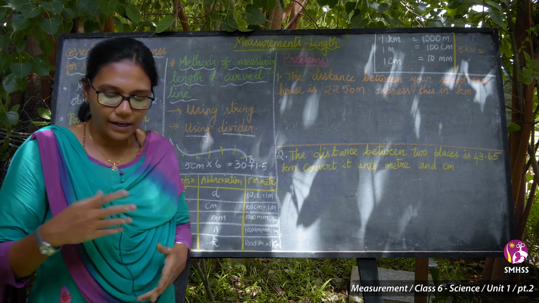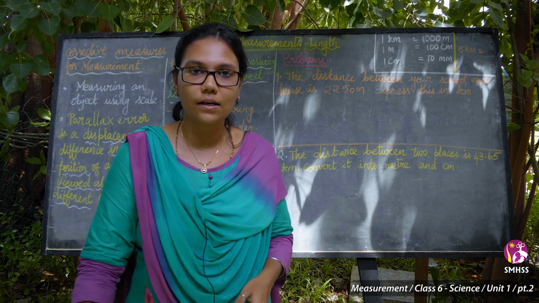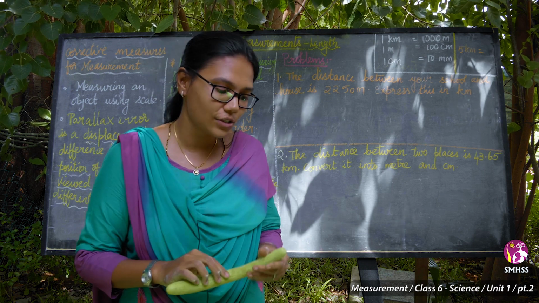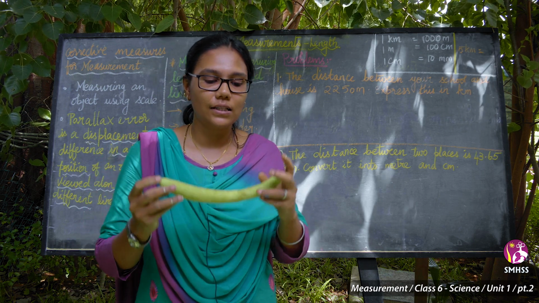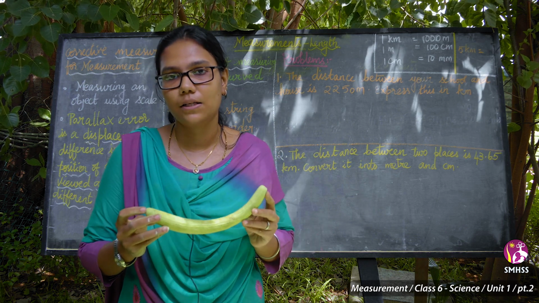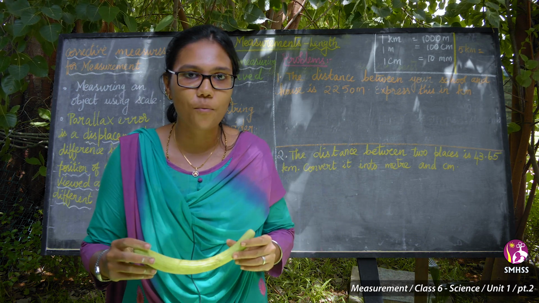So I'll give you one activity using banana fruits. Fruits like banana or cucumber, you have to measure. Okay, this one is a perfect curve. You have to measure in your home how many centimeters it is.